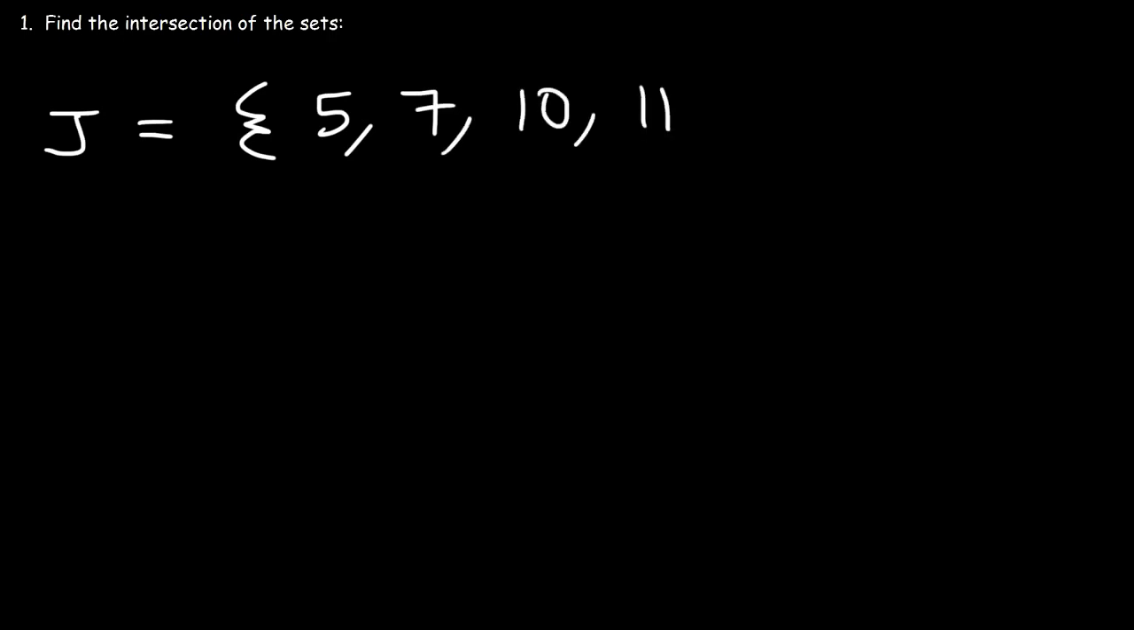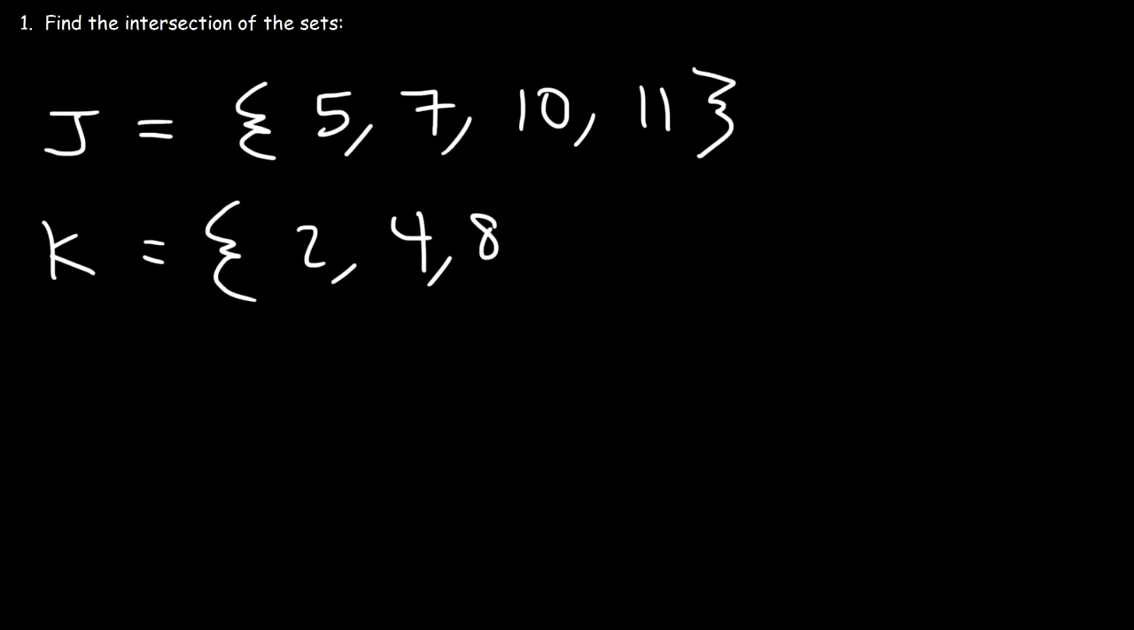Let's say set J contains the elements 5, 7, 10, and 11. And set K has the elements 2, 4, 8, and 13. What is the intersection of J and K?